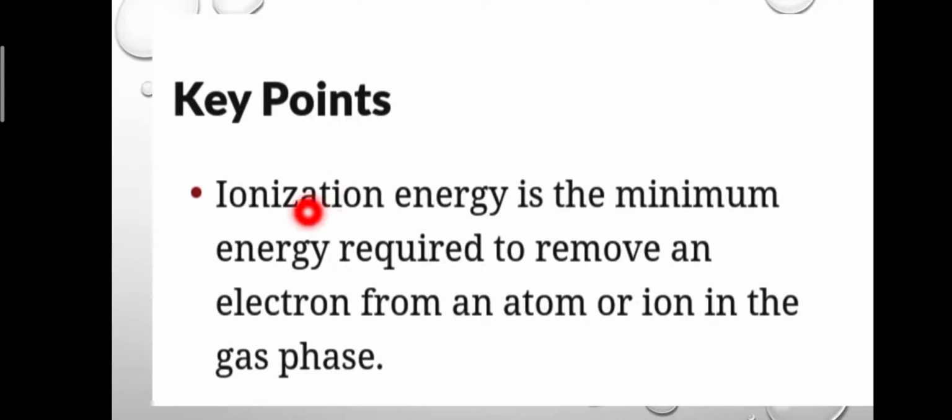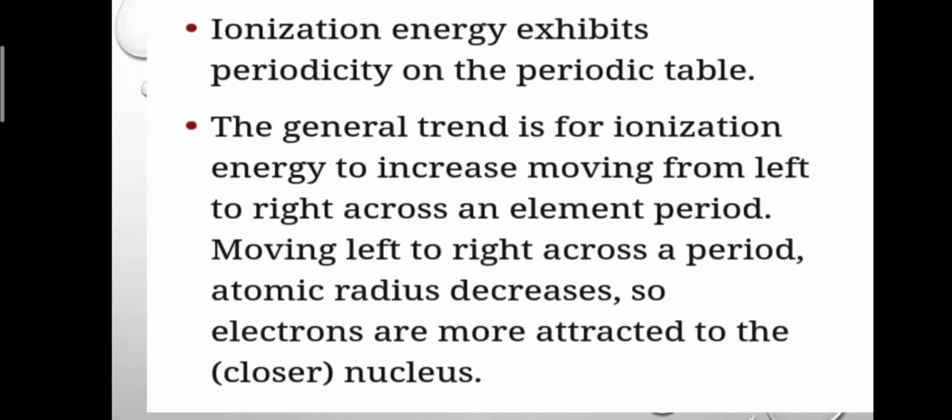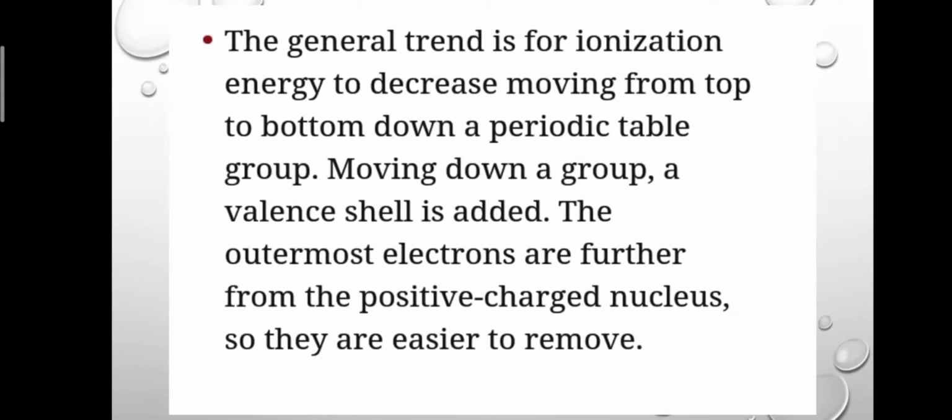Key points. Ionization energy is the minimum energy required to remove an electron from an atom or ion in the gas phase. Ionization energy exhibits periodicity on the periodic table. The general trend is for ionization energy to increase moving from left to right across an element period. Moving left to right across a period, atomic radius decreases, so electrons are more attracted to the closer nucleus.